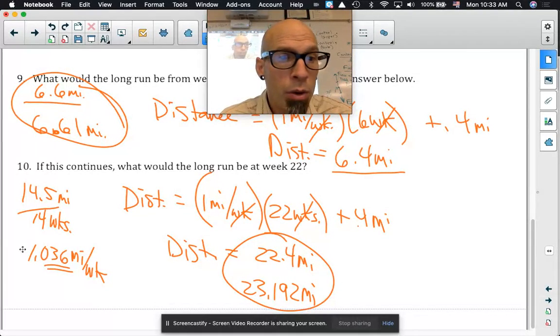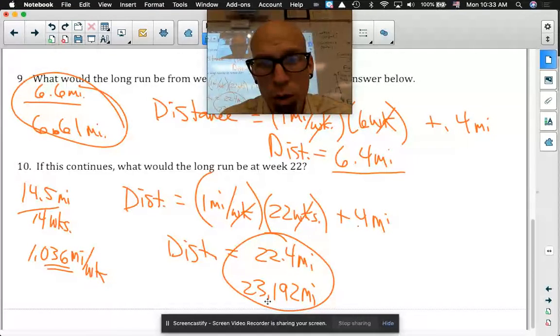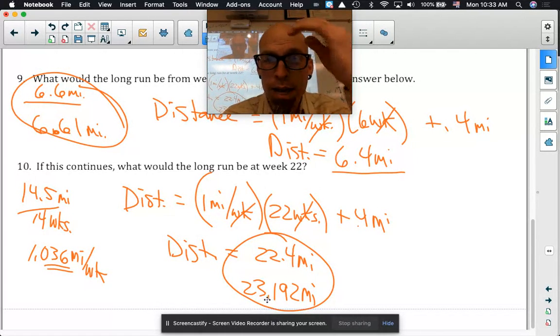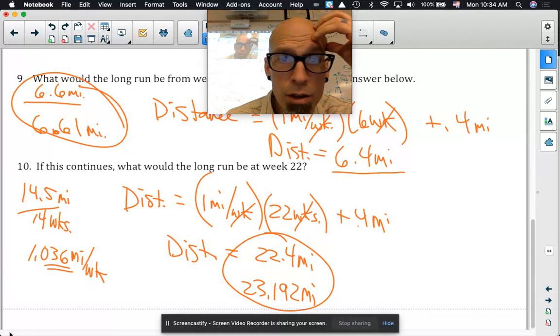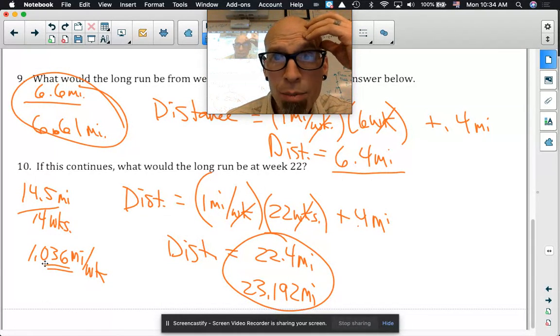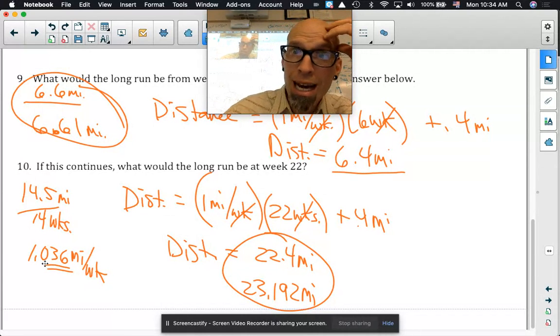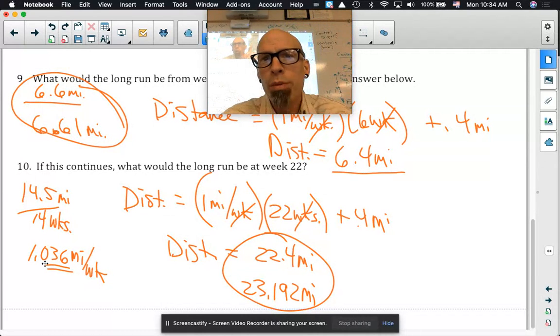Then I went ahead and put my 1.036 in place of 1, and I found it to be 23.192 miles. Now, that may not seem like a lot. Again, it's almost 0.8 miles different. So is it significant? Does 36 hundredths end up adding up? Yeah, it does, which I hope maybe you will realize.